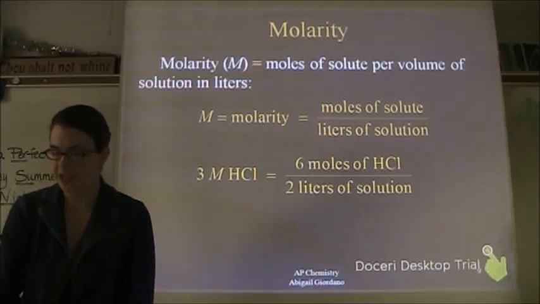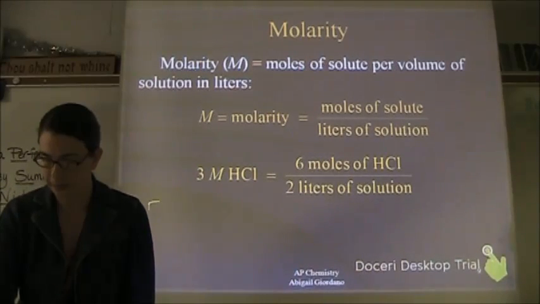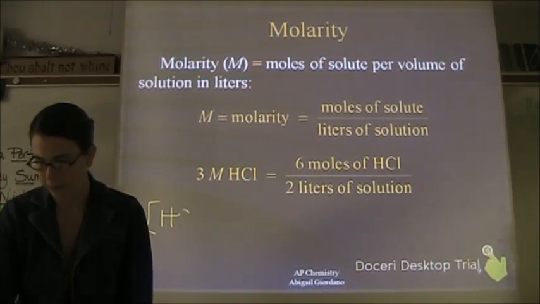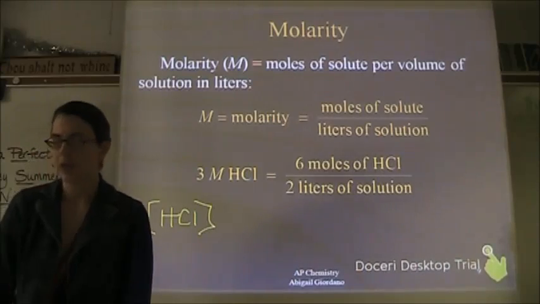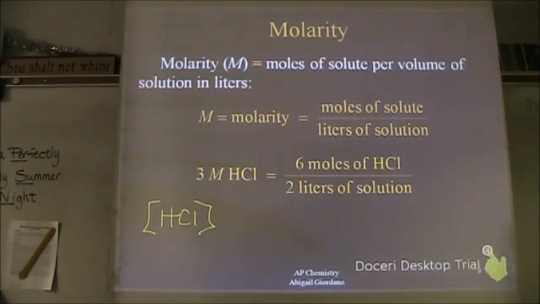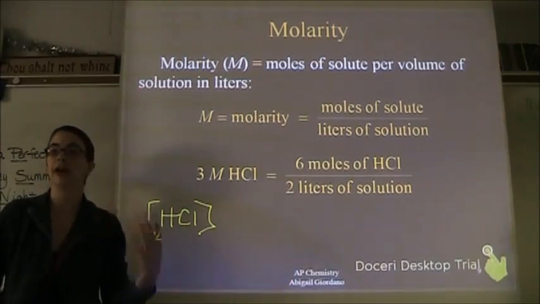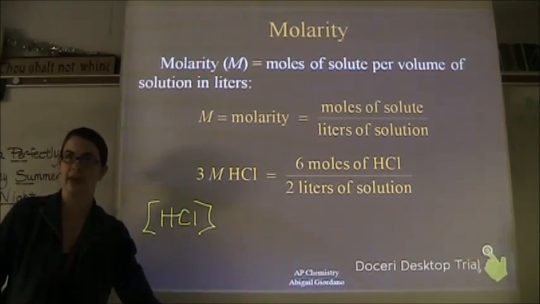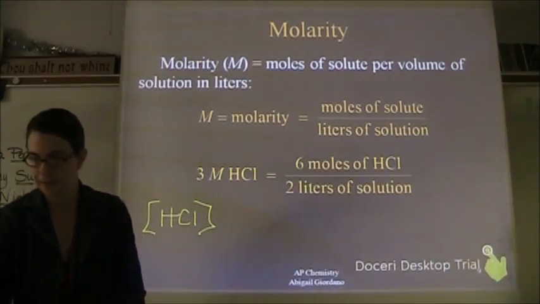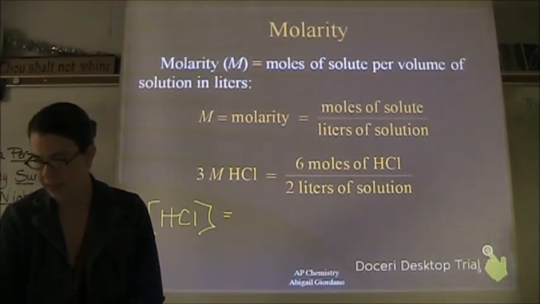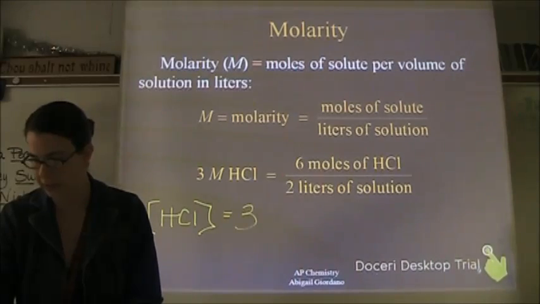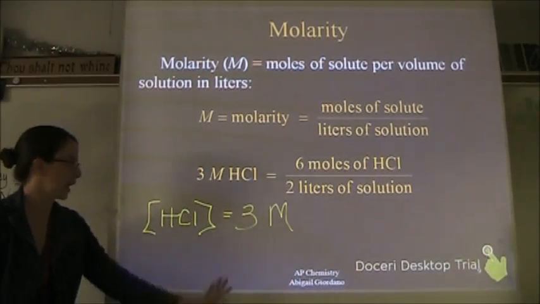Let me just show you a couple of things here. If you ever see something that looks like this, a set of brackets around an ion or a compound, brackets around something, ladies and gentlemen, means the molarity of that thing. Brackets mean molarity. Okay? So I would say something like the molarity of this is 3 molar, capital M.